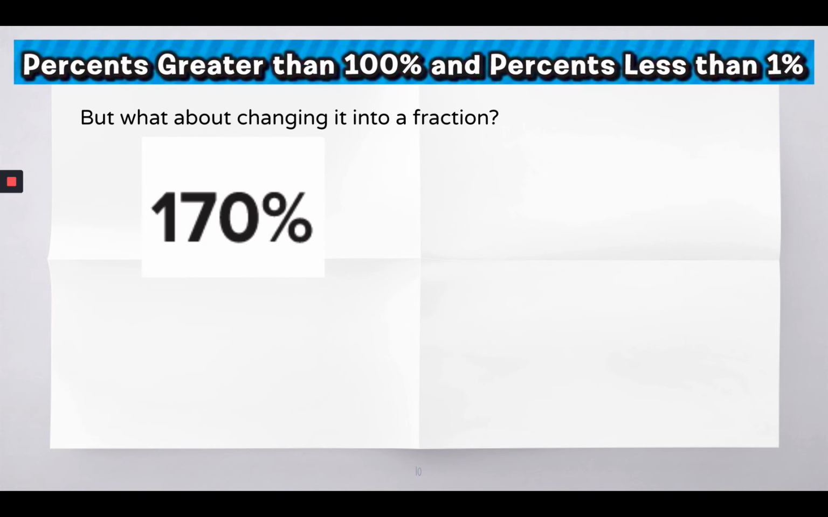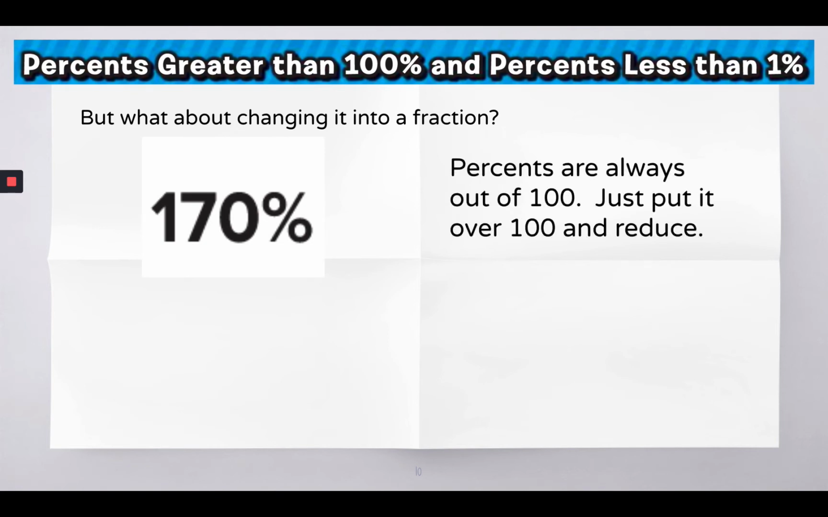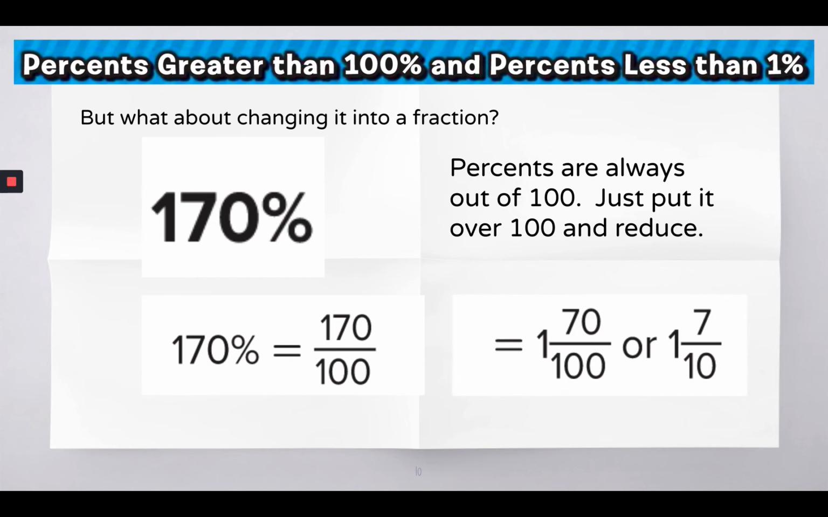How do I change this into a fraction? Well, you can do it a couple different ways. I can put the whole thing over 100. Remember, percents are always out of 100. And that's going to give me 1 and 7/10. Or you can remember that it was 1.7, which is 1 and 7/10.